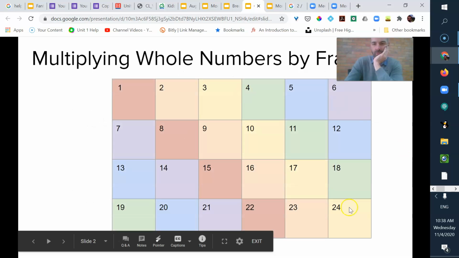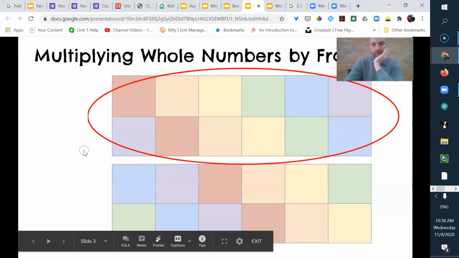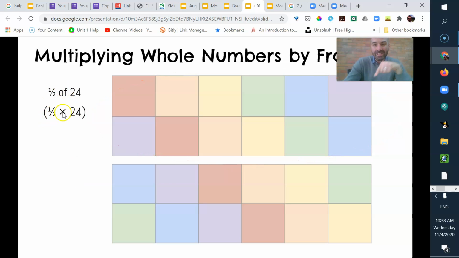So this is the number 24. It's in an array. It's 4 by 6. Okay, so this is 24. So my first question is this. If the whole thing is 24, what are we looking at? I'm going to answer in 3, 2, 1. All right, we're looking at half of 24, which is the same thing as half times 24. Isn't that incredible? Half of 24, half times 24, same thing.